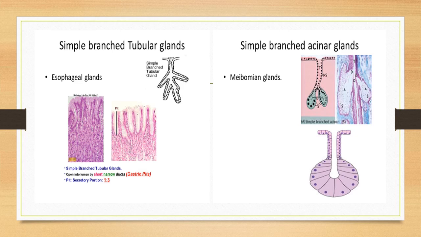Now the simple branched tubular glands, the example is the esophageal glands and the Brunner's gland of the duodenum. The simple branched acinar glands, you can see here, are the meibomian glands which are present in the eyelids.